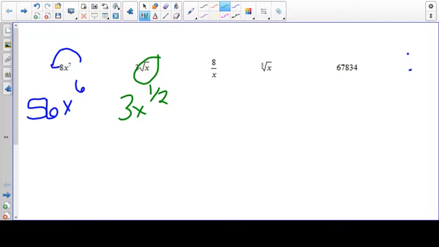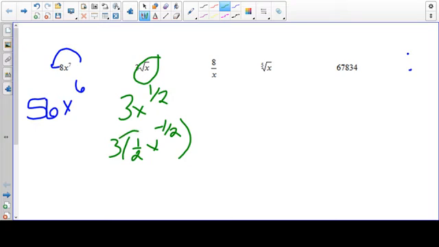When we actually take the derivative now, I'm going to bring down that 1/2. So it's going to be 3 times 1/2, x to the negative 1/2, because 1/2 minus 1 is the same thing as 1/2 minus 2 over 2. 1 minus 2 gives me negative 1. Oh, I forgot my other parenthesis, I'm sorry.